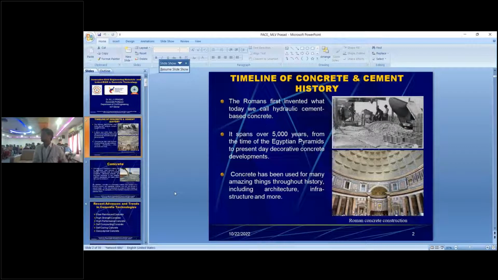I will discuss here basically what is the history of the concrete, and where we started and where we are now. The Romans first invented concrete, hydraulic cement based concrete. Before that, there was no cement; we only used mortar and lime mortar. But after that there was an improvement in concrete technology. Instead of lime mortar, slowly we came to cement mortar.